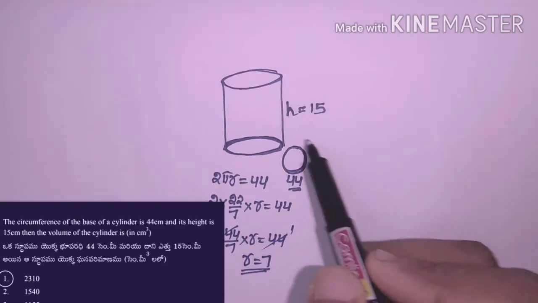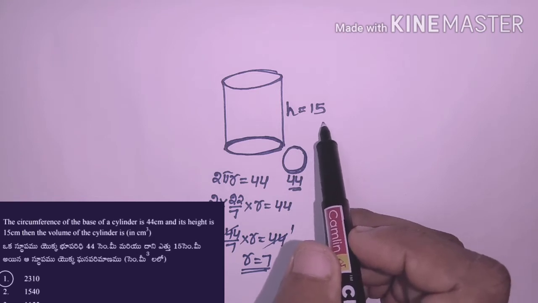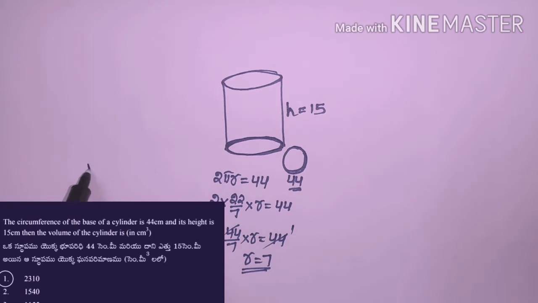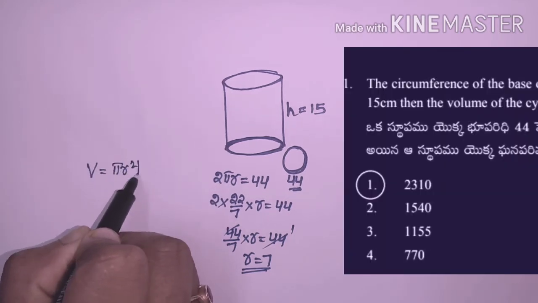So also given that h is equal to 15, the height of the cylinder is equal to 15, that is h is equal to 15. The given question is what is the volume of the cylinder? So the volume of the cylinder formula: V is equal to pi r square h. This is the volume of the cylinder formula.